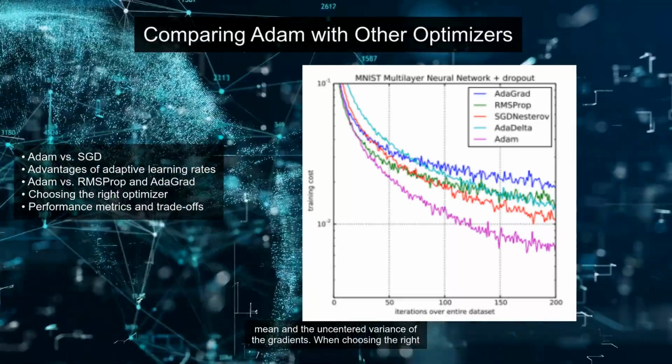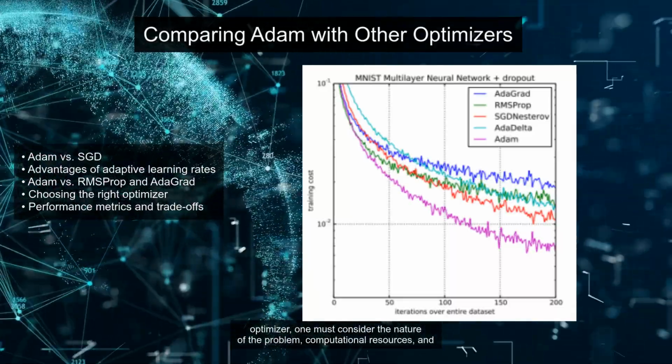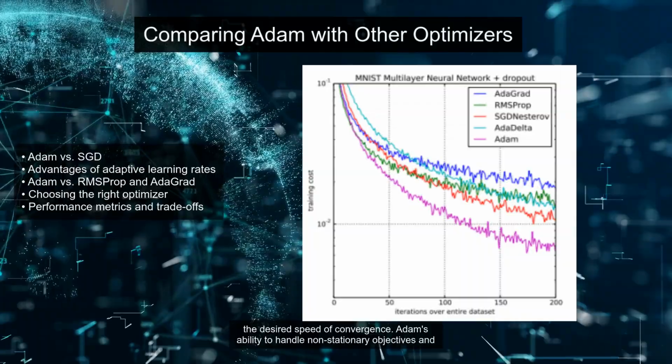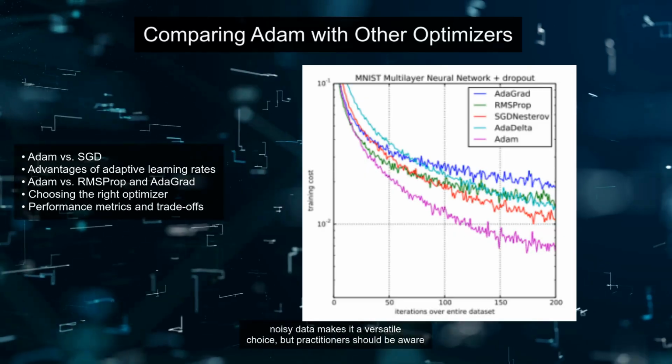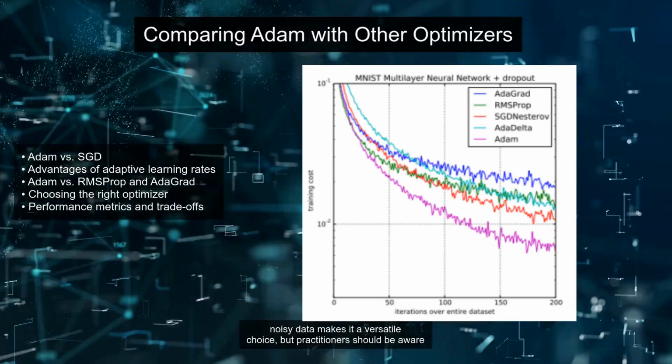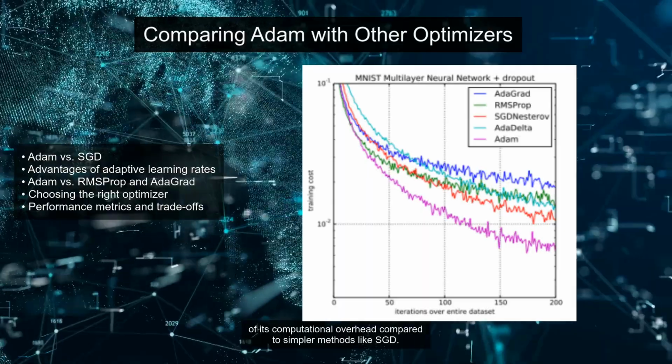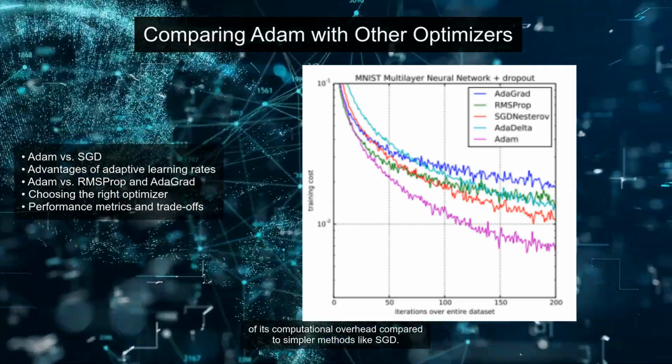When choosing the right optimizer, one must consider the nature of the problem, computational resources, and the desired speed of convergence. ADAM's ability to handle non-stationary objectives and noisy data makes it a versatile choice, but practitioners should be aware of its computational overhead compared to simpler methods like SGD.